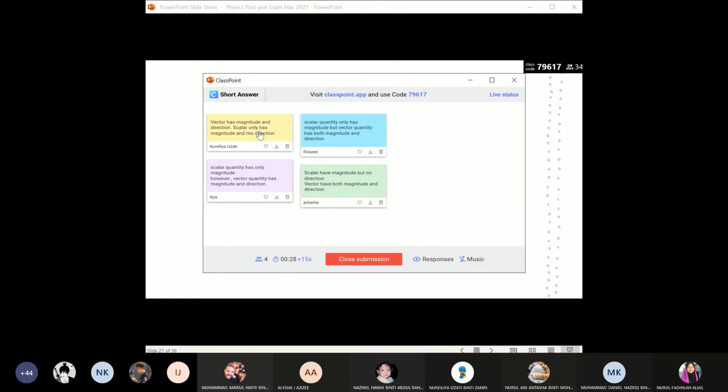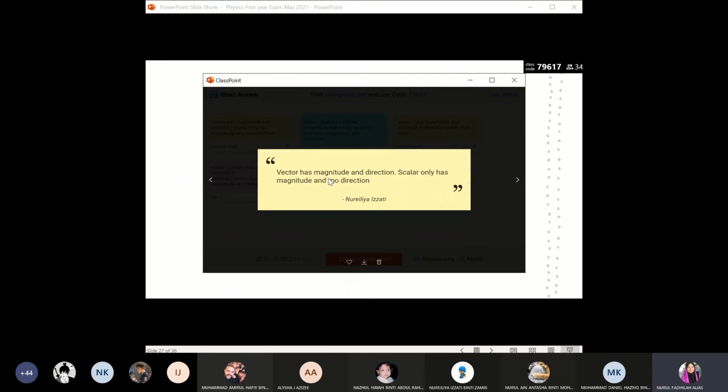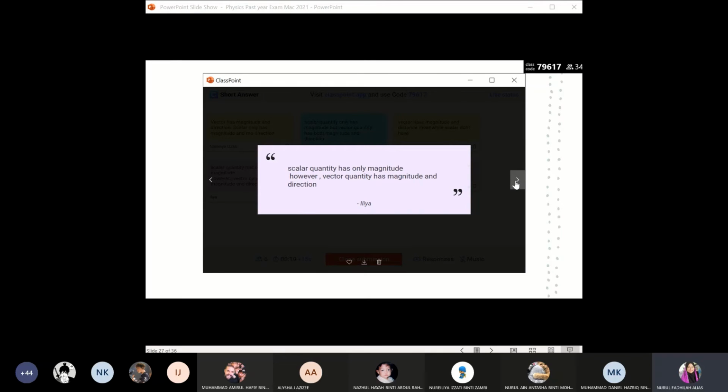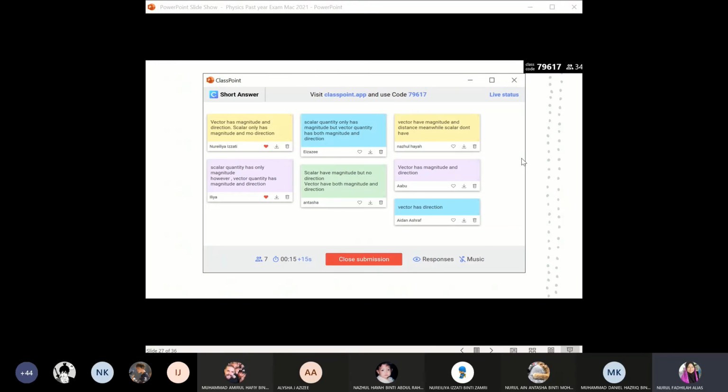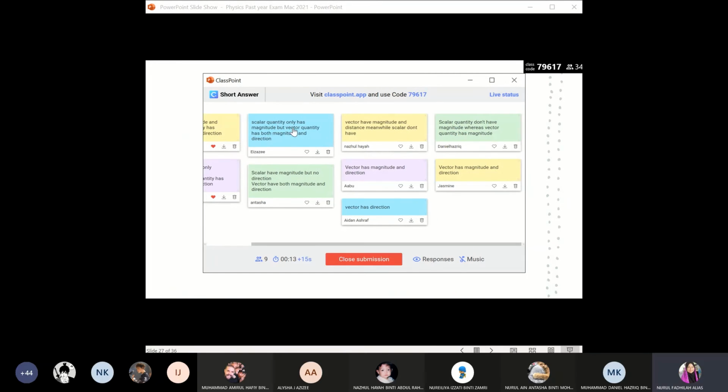Okay. Vector has magnitude and direction. Scalar only has magnitude and no direction. Okay, betul. Scalar quantity has only magnitude whereas vector quantity has magnitude and direction. Okay, semua ni betul. Alright. Okay, scalar quantity has magnitude and vector. Okay, kalau jawab macam ni, contoh okay, ni pun betul, whereas vector has magnitude and direction.